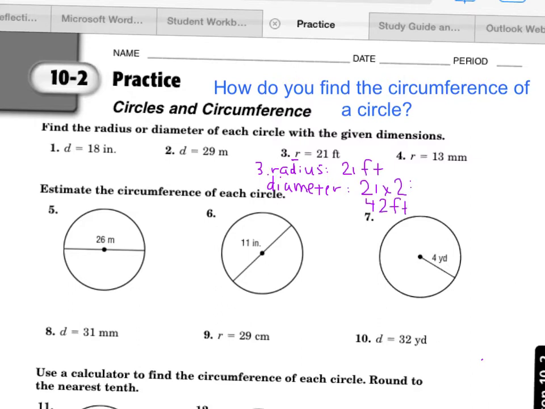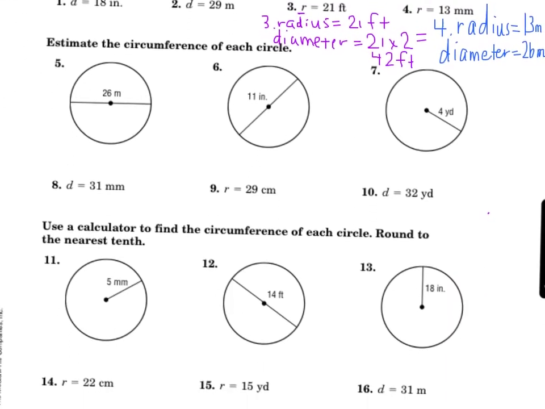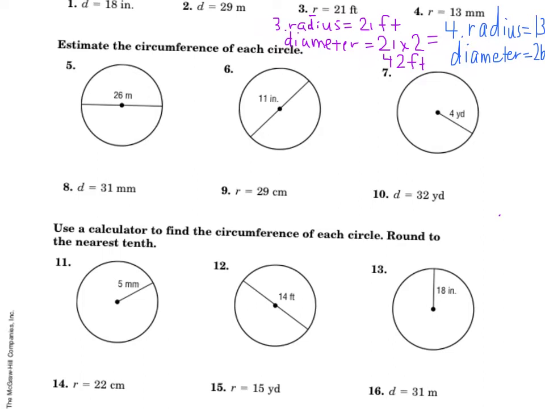Okay. Write down number 4. Okay. They give you the radius. Spell it out. Radius equals 13 millimeters. Okay, so the diameter is all the way across, and that's going to be 26 millimeters. Number 5, 6, and 7, they give you a picture. So now that we know what these look like, we're going to start drawing pictures to help us find the circumference of each circle.